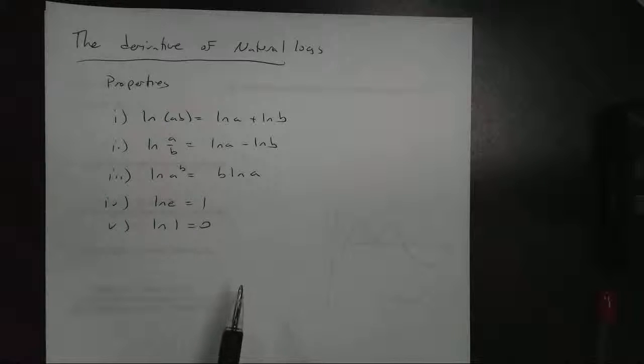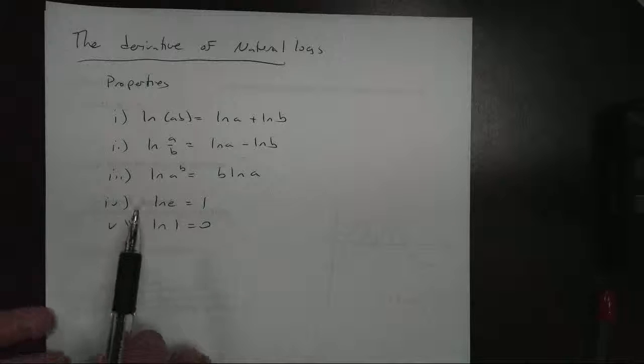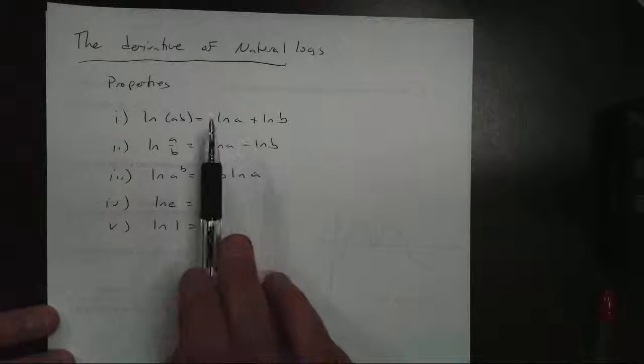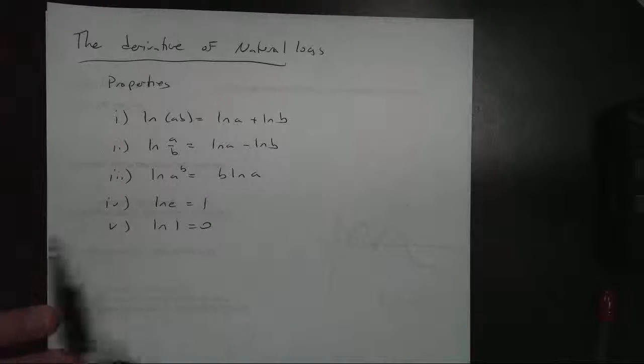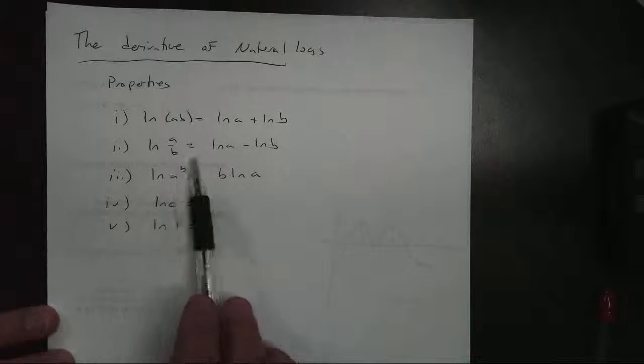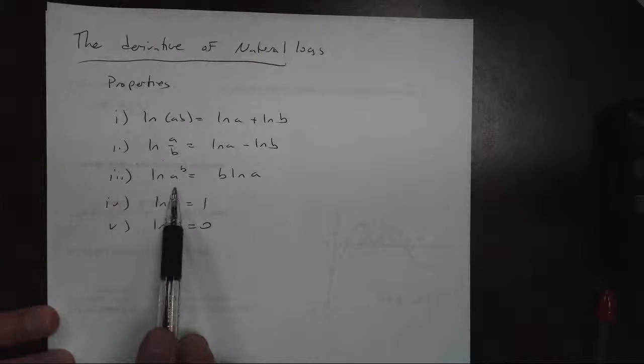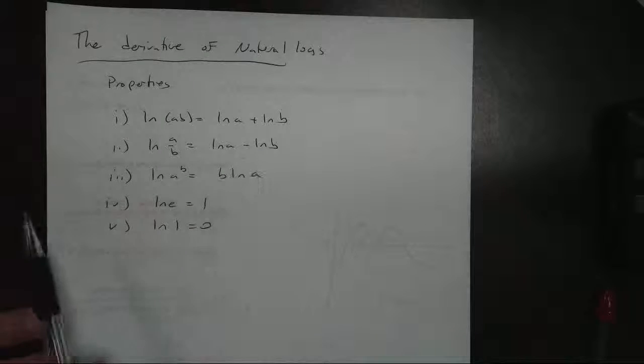Now the first three properties are what we call the expansion properties of logs. The first one, if I take the natural log of AB, I can split it: natural log of A plus the natural log of B. Same thing, natural log of A over B becomes the natural log of A minus the natural log of B. And the natural log of A to the B becomes B natural log of A.